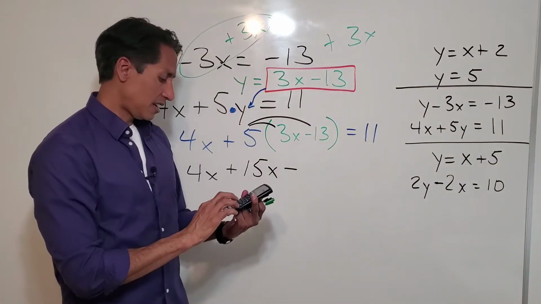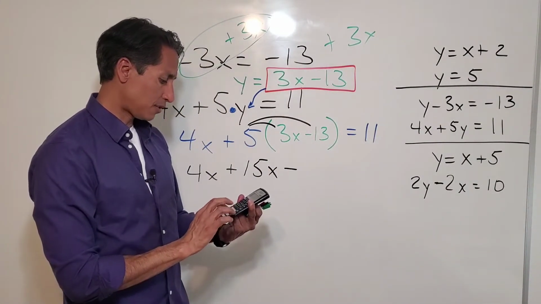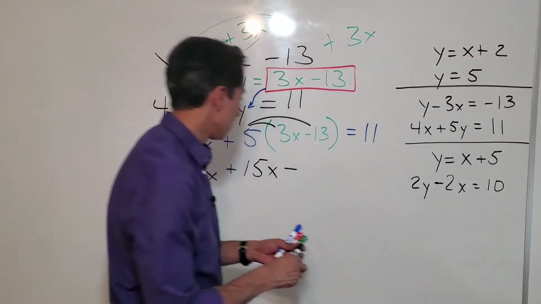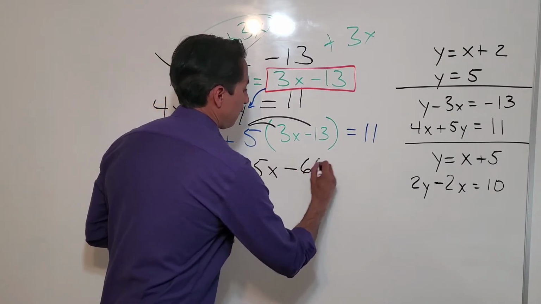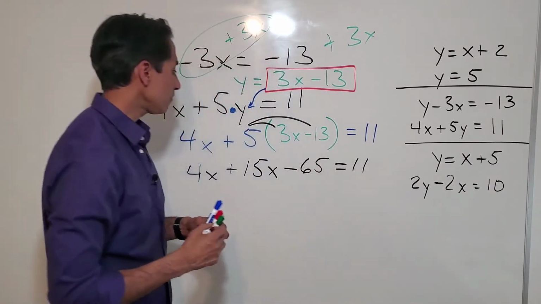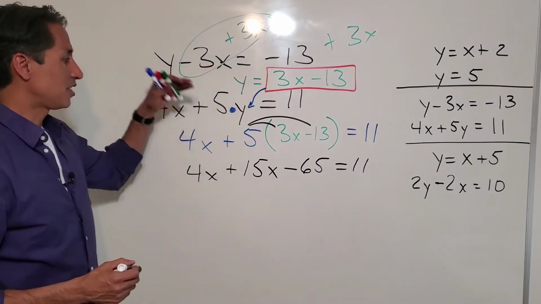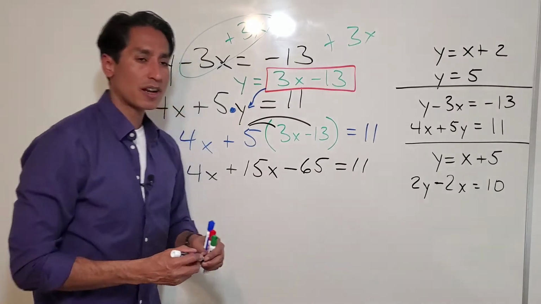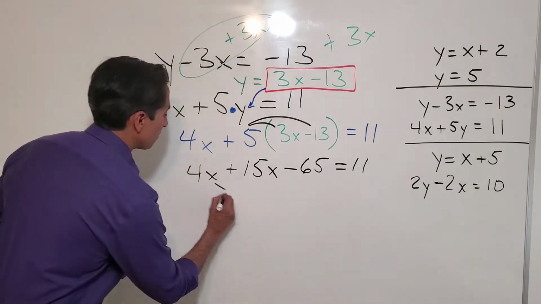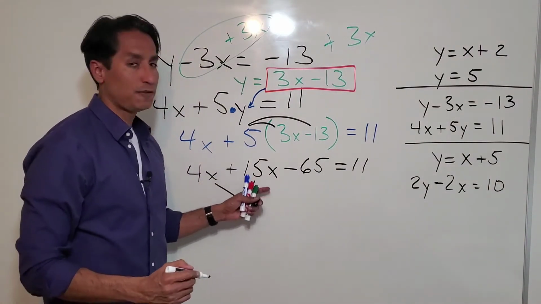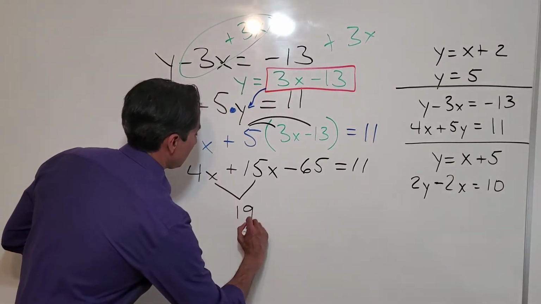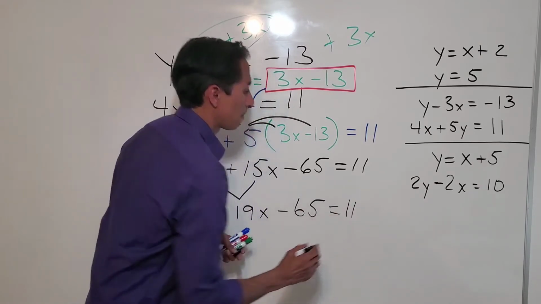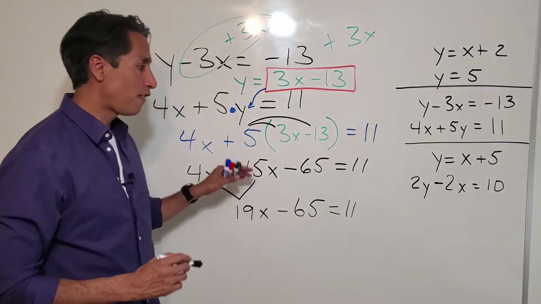5 times 13, I don't know, that's a big number. 5 times negative 13, I guess if you want to do it that way, 65. Okay, so I get minus 65 equals 11. I'm hoping you're seeing that I'm going step by step. I'm showing everything that I'm doing. I'm explaining all my work. And now I'm going to combine like terms. 4x's plus 15x's is 19x's. Minus 65 equals 11.